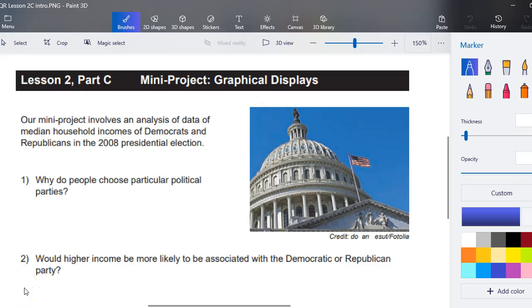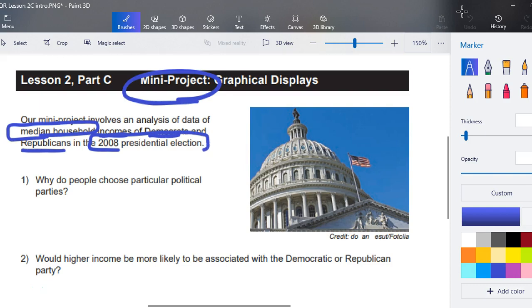Welcome. We are now at lesson 2C. This is going to be a mini project. Our mini project involves an analysis of data of median household incomes of Democrats and Republicans in the 2008 presidential election. So go ahead and hit pause, answer questions 1 and 2, write down some of your thoughts and opinions, and then come back and we'll walk through a little bit of that before we get to the objectives.